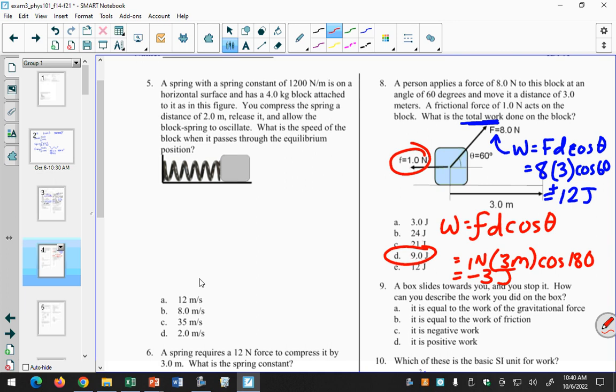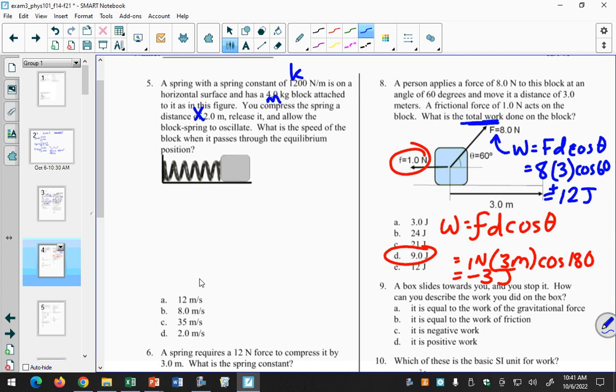Let's look at number 5 too, because you are going to have a spring question, probably a conservation of energy, and that's what this is. This is a spring with a spring constant. That's my K value right here. It has a 4 kilogram block. That's the mass. I compress the spring a distance of 2 meters. That's X, the distance that you compress the spring, in the 1/2 kx squared. And you allow it to oscillate. I want to know the speed of the block when it passes through the equilibrium position.